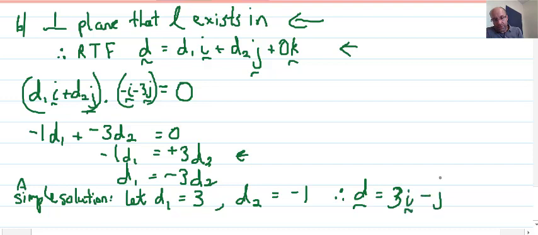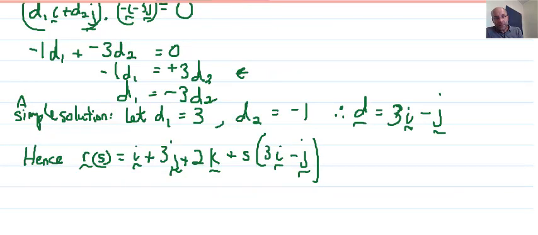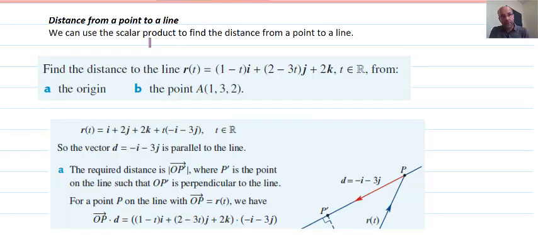3i minus j is one possible vector. Hence, we've got a position vector with parameter s: the position vector of the point plus s times that d that we just achieved. If we have to find the distance from a point to a line, we can use a scalar product to find the distance from the point to the line. A couple of examples that I've just sourced there.